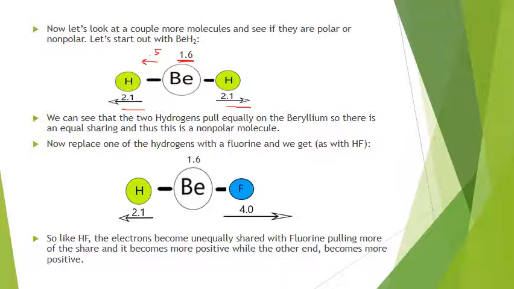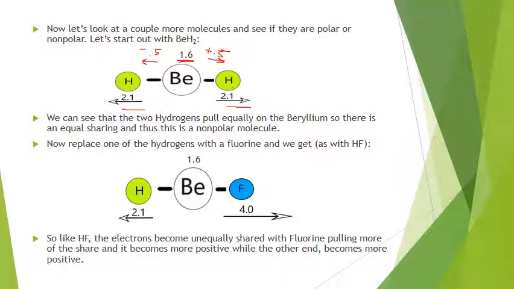Now, the other direction, the beryllium is going to be pulling on these guys equally, so it doesn't split half of it. So going in the other direction, it's also 0.5. And if you want, you can call this plus 5 and this minus 5. Each one of these bonds is what we call a polar bond, because one side is positive. So in this case, this side would be positive, and this side negative.